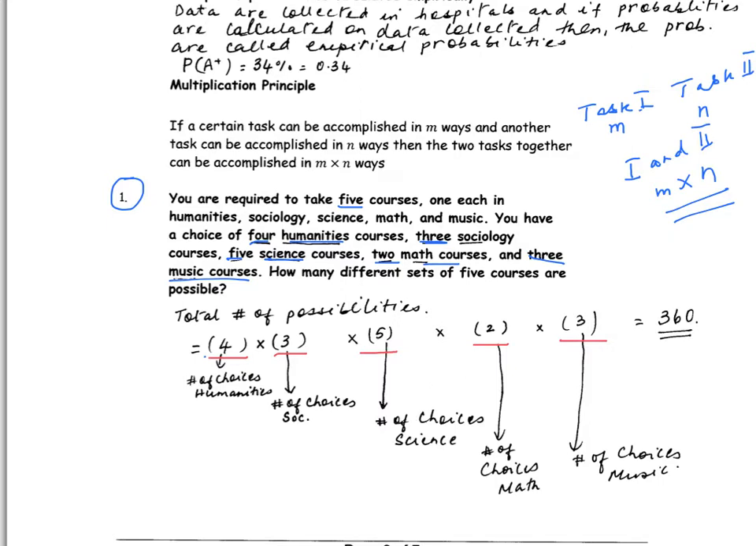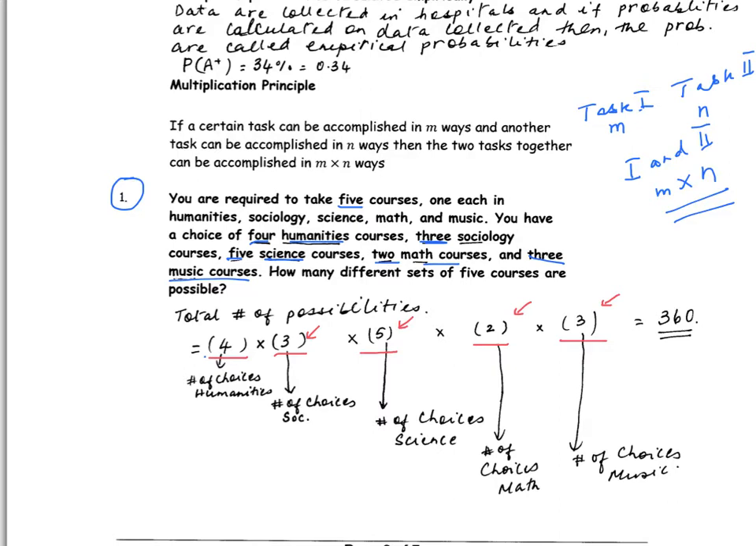So how many ways can we fill the first blank, which is humanities? There are 4 choices, so it can be filled in 4 different ways. The second blank, which is the sociology, we have 3 choices, so it can be filled in 3 ways. The next one is science. There are 5 choices of science classes. It can be filled in 5 ways. This blank is for math. There are 2 possible math classes. It can be filled in 2 ways. And the number of choices for music is 3. That is 3 different classes.